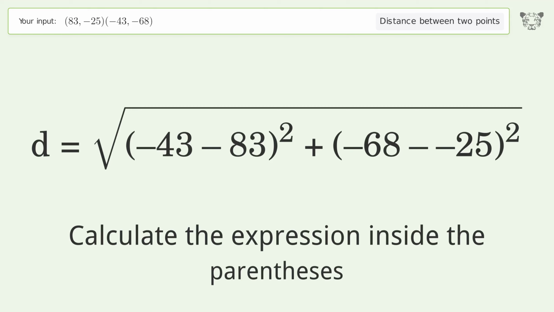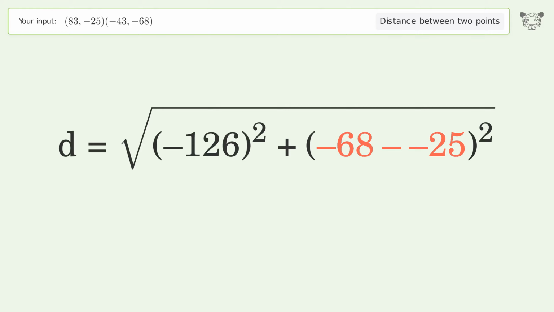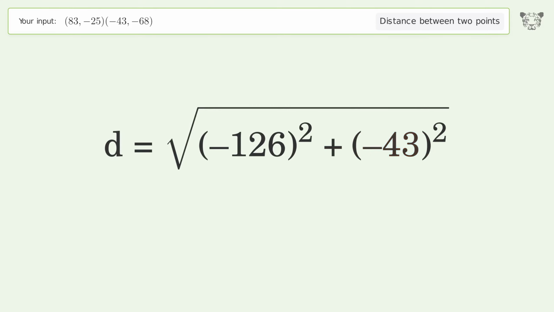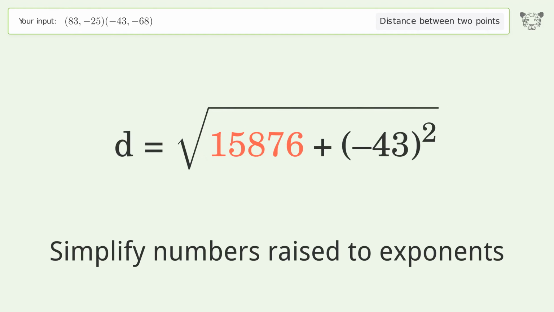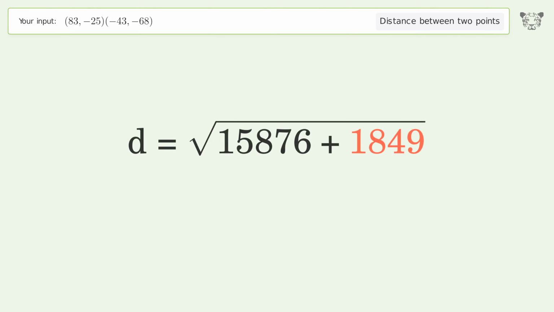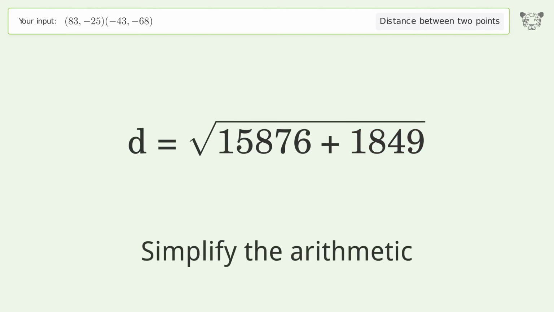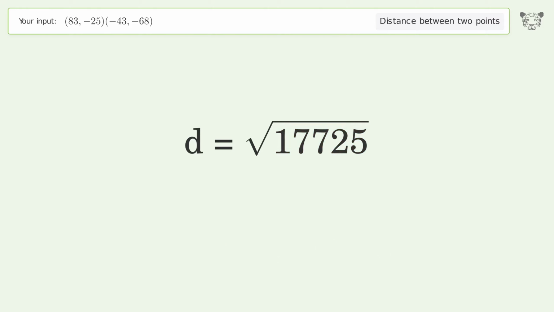Calculate the expression inside the parentheses. Simplify numbers raised to exponents. Simplify the arithmetic. And so the distance between the 2 points is the square root of 17,725, or 133.135.